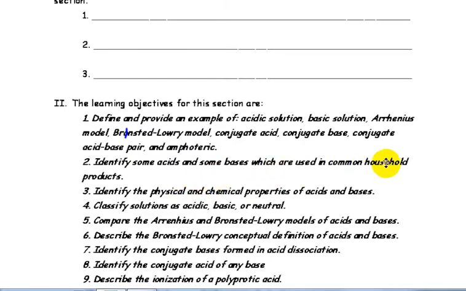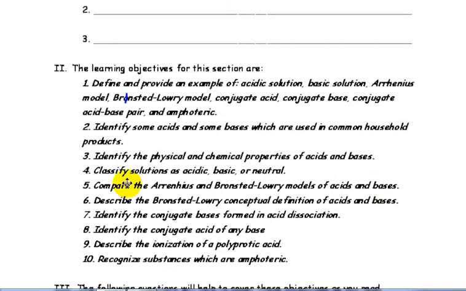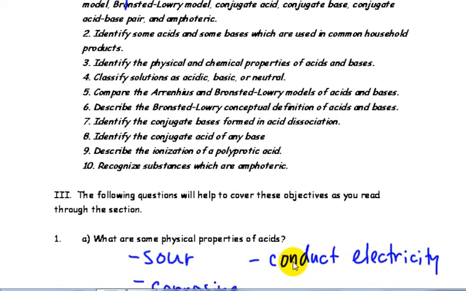Identify some acids and bases which are used in common household products. Identify physical and chemical properties of acids and bases. Classify solutions as acidic, basic, or neutral. Compare the Arrhenius and Bronsted-Lowry models of acids and bases. Describe the Bronsted-Lowry definition. Identify conjugate acids and bases formed in acid solutions. And describe the ionization of polyprotic acids and substances that are amphoteric.